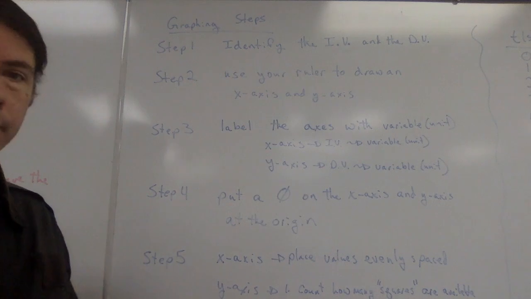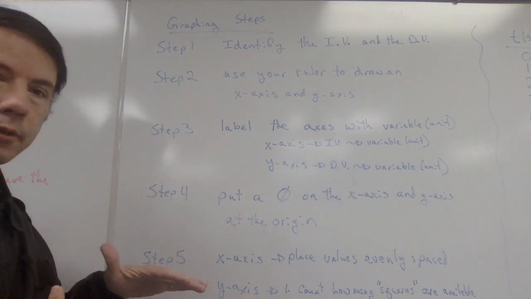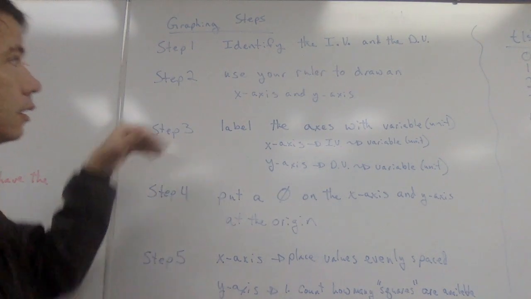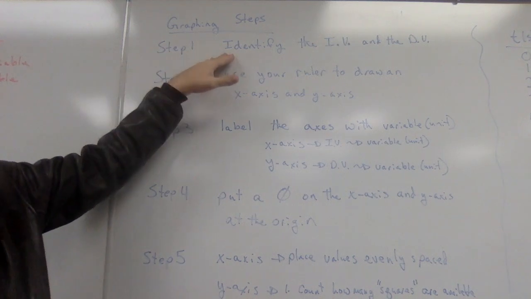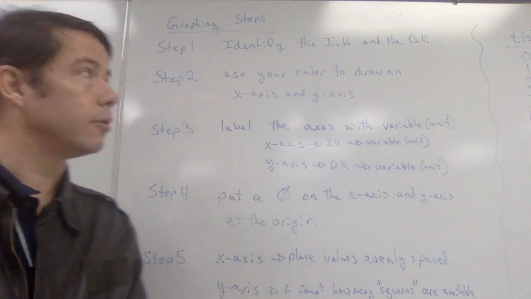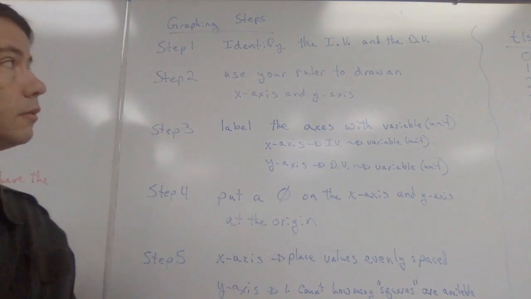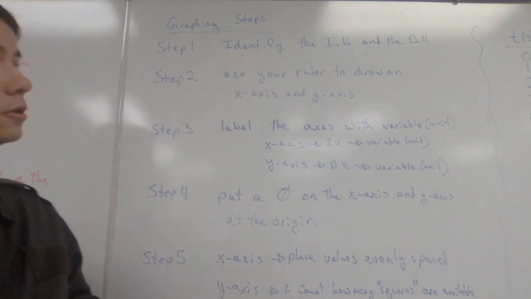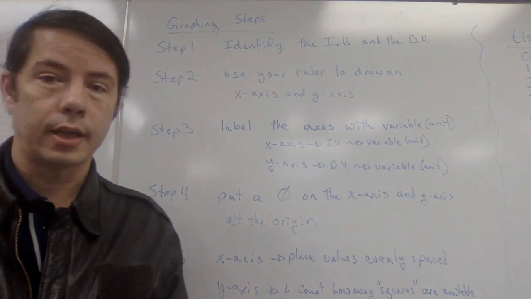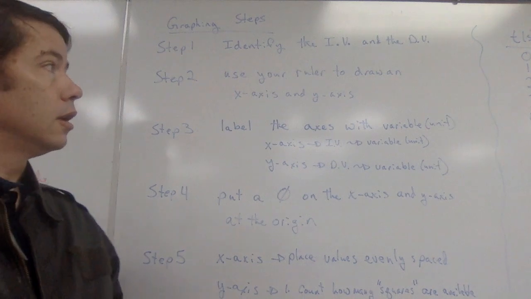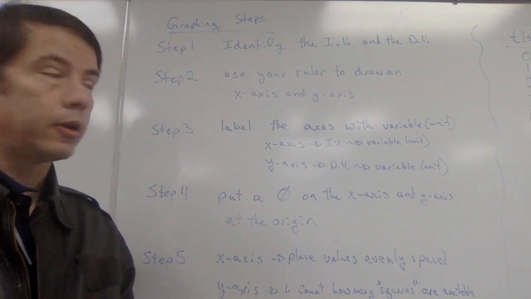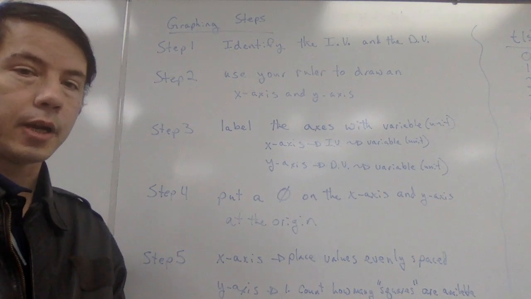So first I'm going to just go through these, kind of explain what it says, and then we're going to actually do it. Step one for graphing is identify the independent variable and the dependent variable. Step two, we're going to use our ruler to draw an x-axis and a y-axis. Even if we're on graph paper, we want to do that. We want our graphs to be as precise as possible.